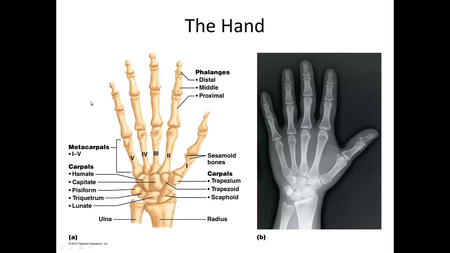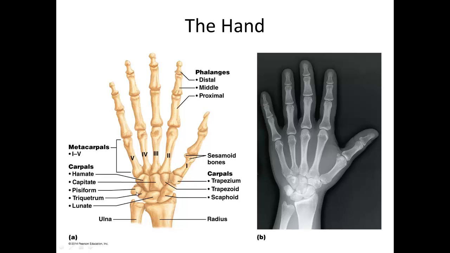Moving down to the hand, we have much more complex arrangement in the hand. We have essentially three groups of bones that are broken up into the carpal bones, which we typically associate with the wrist bones, the metacarpal bones, which make up the flat portion of our hand, and finally the phalanges, which make up our fingers.